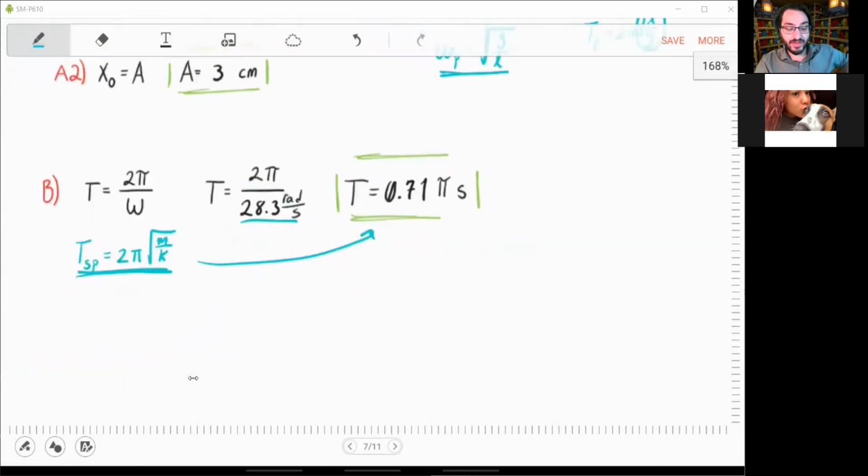But no questions. We're okay here. Once again, T is equal to 2 pi over omega. We just solved for the omega, 28.3 radians per second, and therefore we can solve then for the period.